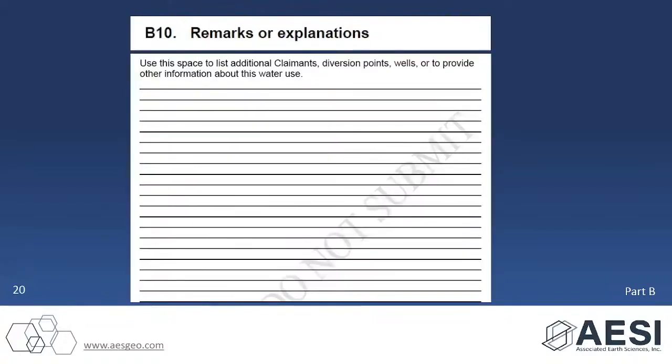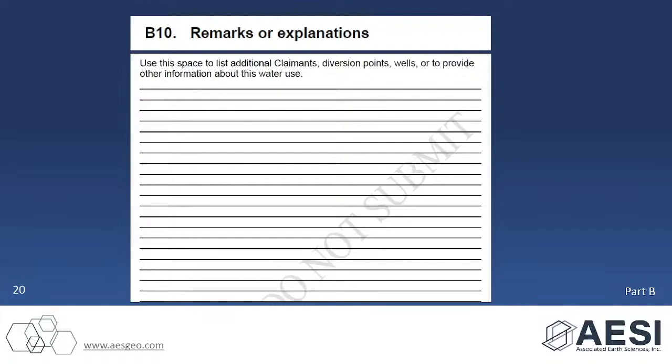So it's the last question of Part B. They want to know any additional information. If you had more claimants, you would put it here. If you had more than one well or one diversion, you'd put that information here. If you have pre-code water use, you do explain that here.